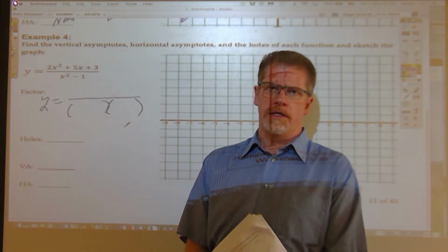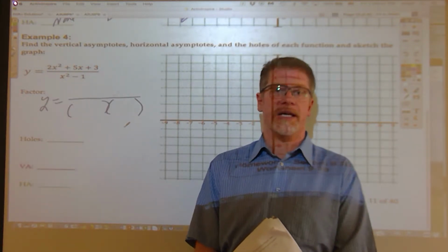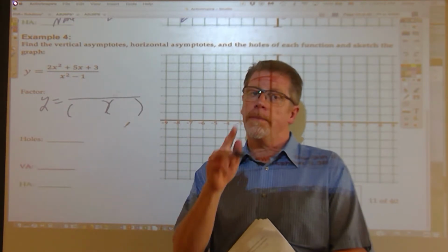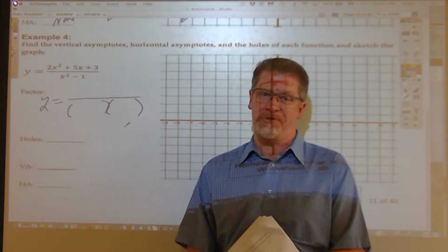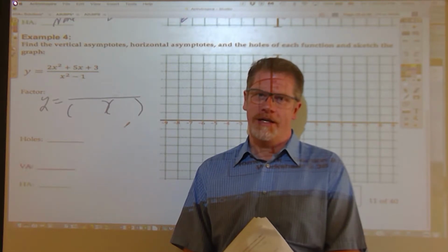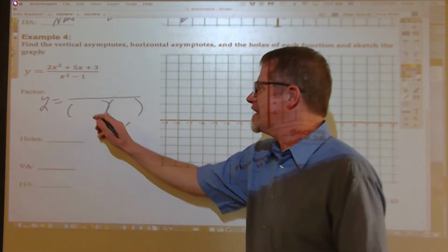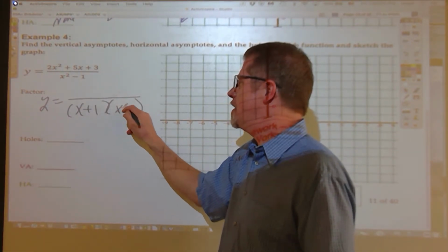Can't you not factor it? If it were x squared plus 1, like a squared plus b squared, it cannot be factored. But a squared minus b squared does factor. x plus 1, x minus 1. There it is. That's it, Jack. It's x plus 1 times x minus 1.